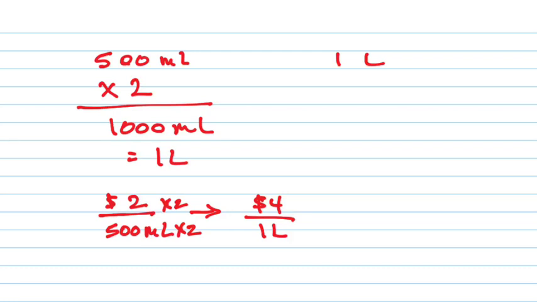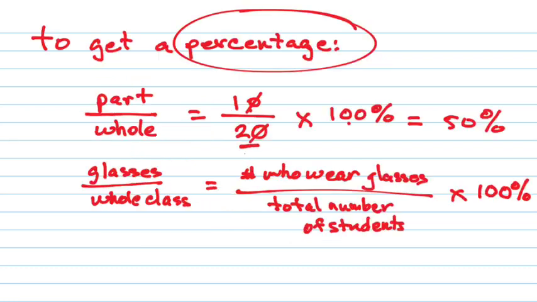Now, it's the part that you're measuring over the whole, times 100%. And you're not even going to be asked to do the math because these numbers are going to be ugly and you don't have a calculator. But you need to be able to describe it. Now, we need to think of some things that make sense as parts and wholes.